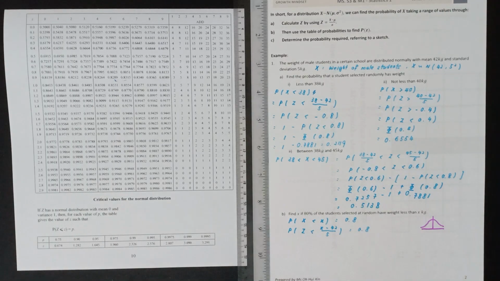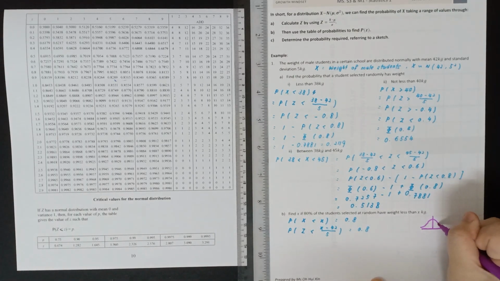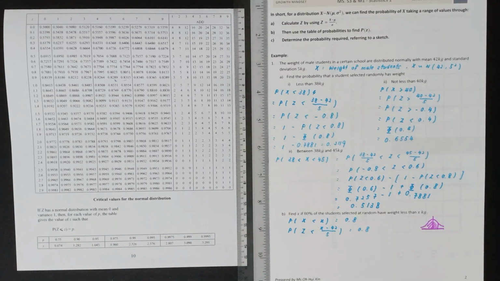If you want something that is less than and give you 0.8, it is definitely on your positive side. Because if you draw it on your negative side, then they won't give you an answer that is greater than 0.5, which is 0.8 here. So that means you already know that this x should be a number that is greater than 42. So after that, what are you trying to do?